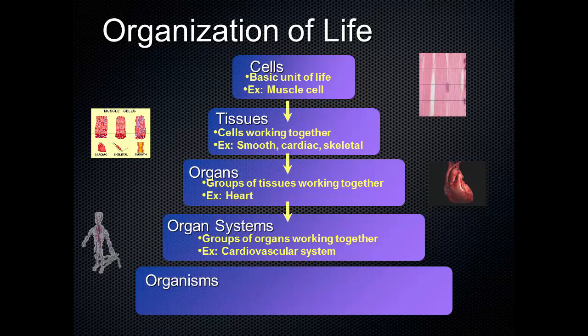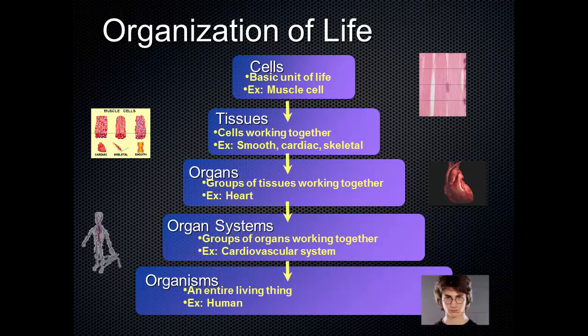Then finally, we can have a group of these organ systems, the skeletal, endocrine, muscular, excretory system, all working together to form one complete living thing, an organism, we call it. A human, for example, or a lizard.